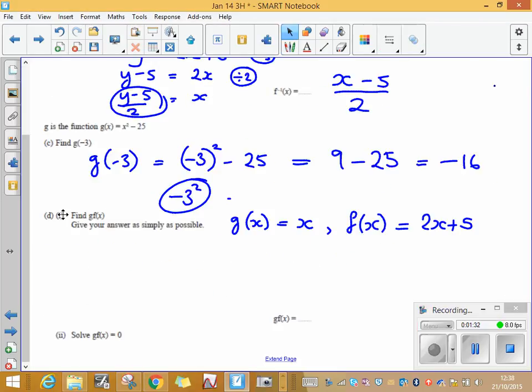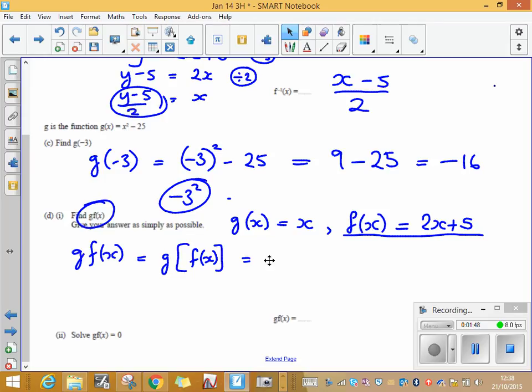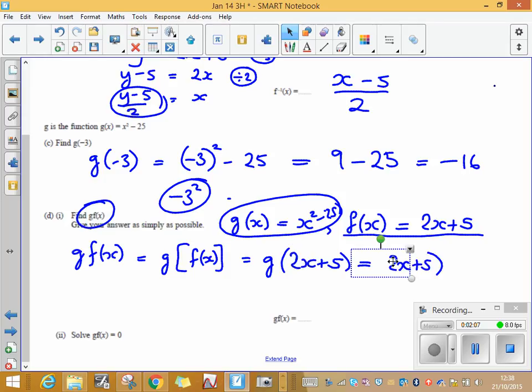Okay, we're asked to find g f of x here, and remember what g f of x means is that you do nothing with the g, and the first thing you do is you find f of x. So I've written down what the functions are here. F of x is 2x plus 5, so we're going to do g of 2x plus 5. Now, this is the tricky bit. We know that g of x is x squared minus 25. So g of this thing is going to be this thing, so the 2x plus 5 squared minus 25.